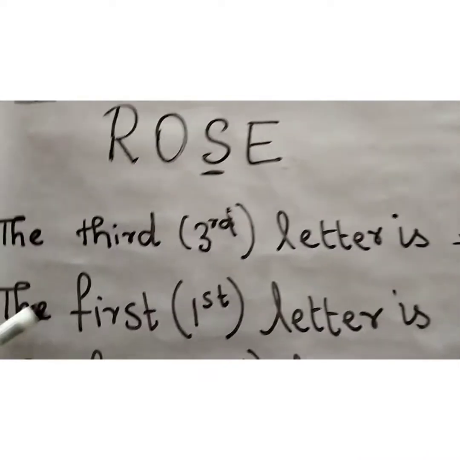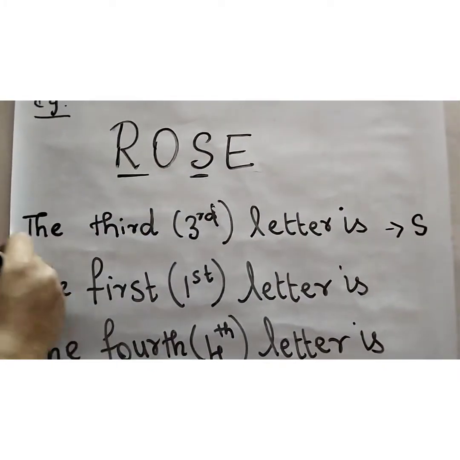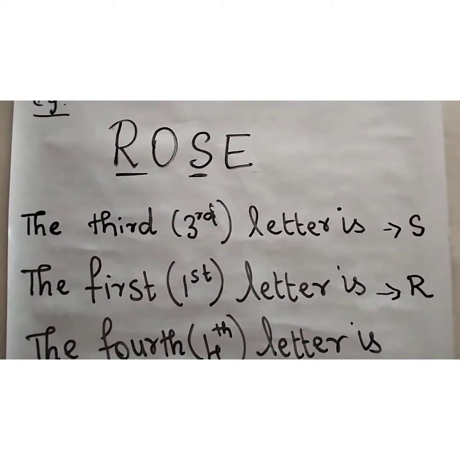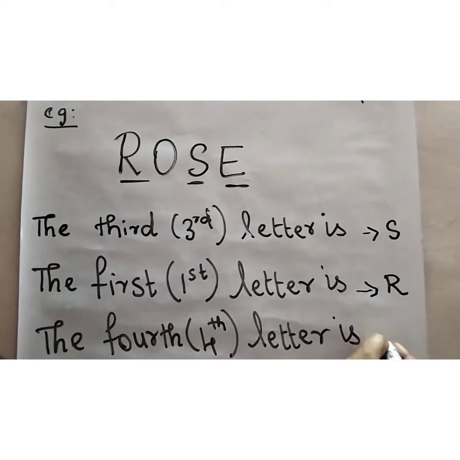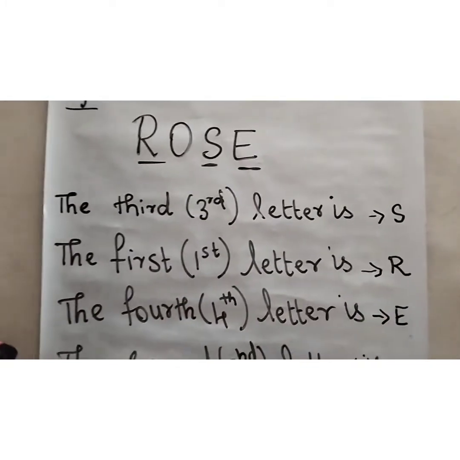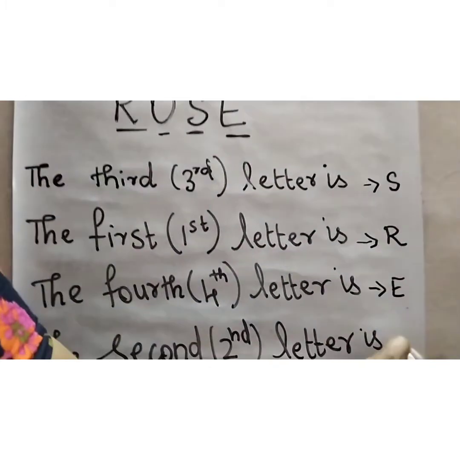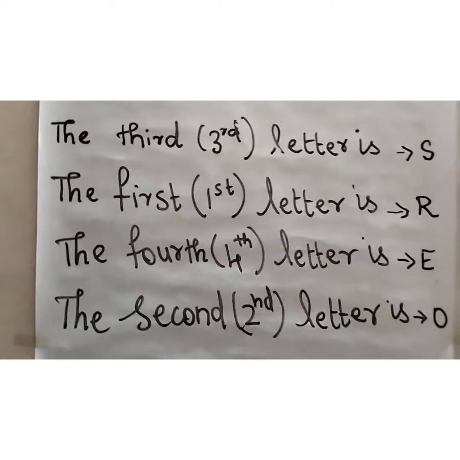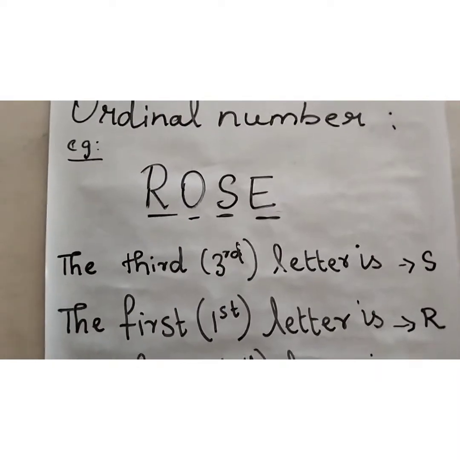What is the first letter of the word? R, isn't it? It is R. The fourth letter of the word is E. The second letter of the word is O. So it tells the exact position of an object or a thing, isn't it? Okay, children.